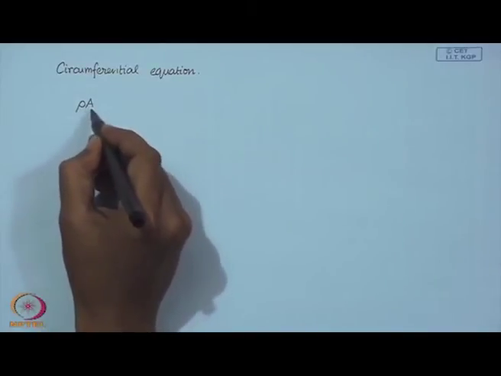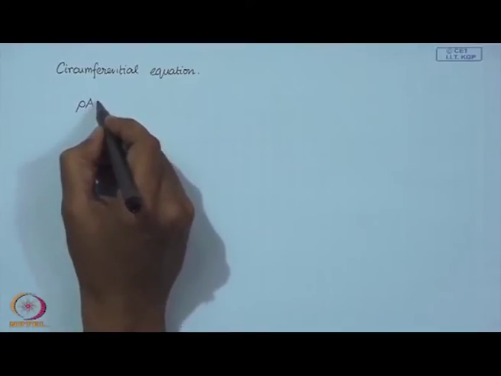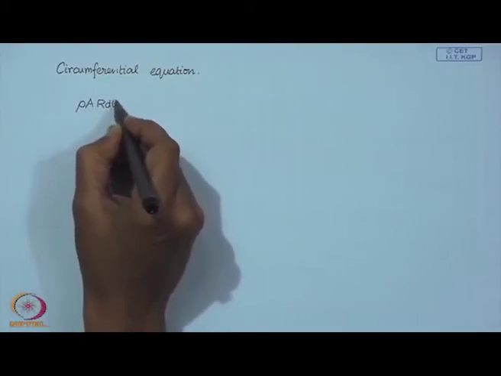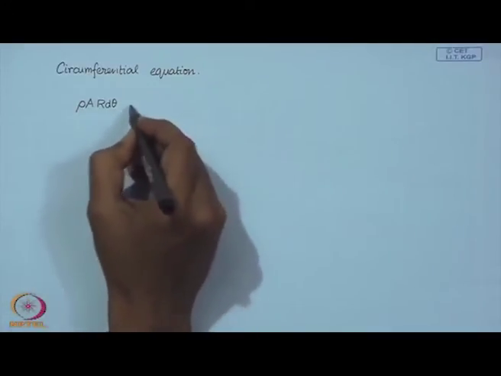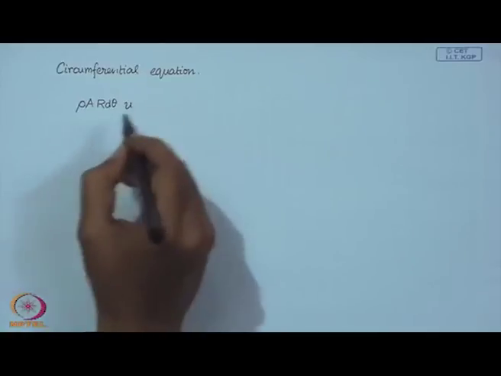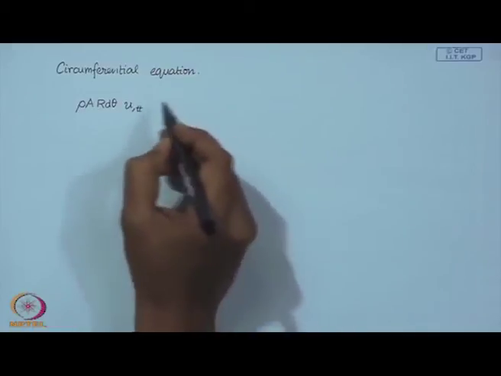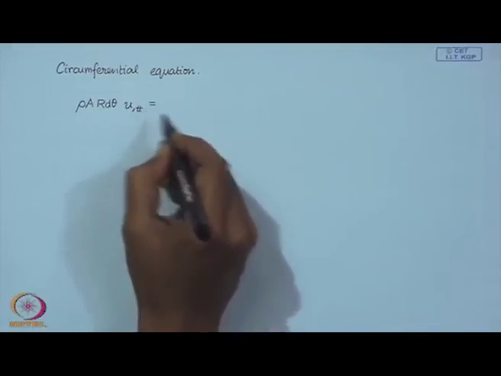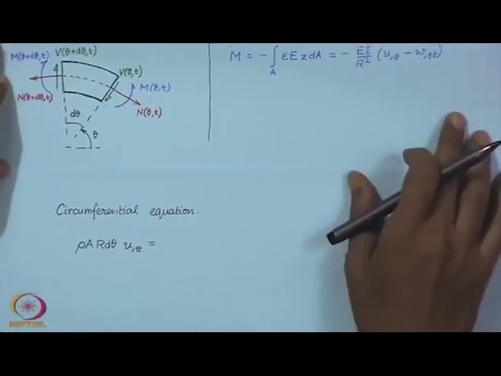rho A is mass per unit length. So, r d theta is the small length of that element. So, this is mass of the little element times the acceleration of u, the circumferential motion or the field variable, and that must be equal to the forces in the circumferential direction. So, let us refer to this figure once again.